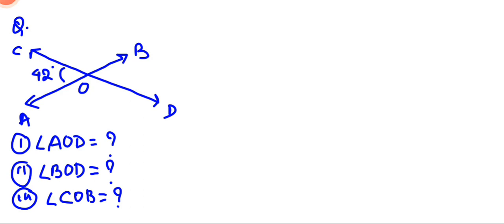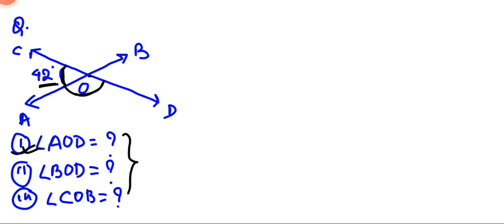Students, let us consider this AOB and COD are straight lines intersecting at point O. And one of the angles is given that this angle is equal to 42 degree. Now students, we have been given 3 questions and let's solve one by one. This is the first one, that is angle AOD. This is angle AOD.